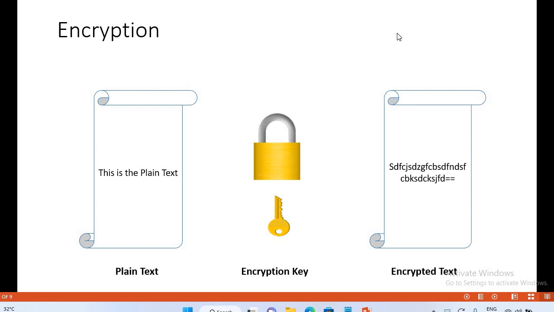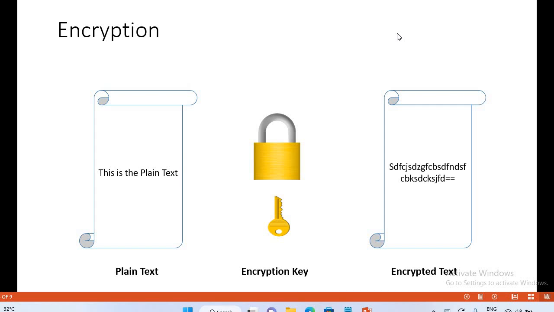Encryption is a method of converting our plain text data into ciphertext, or the encrypted text, through the encryption key. The main purpose of encryption is to secure our sensitive data and prevent unauthorized members from stealing it.